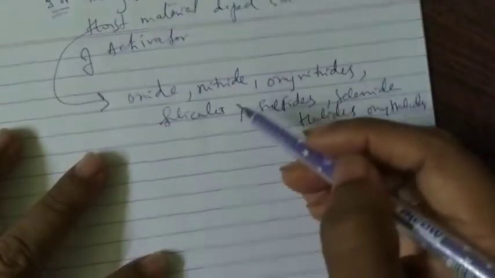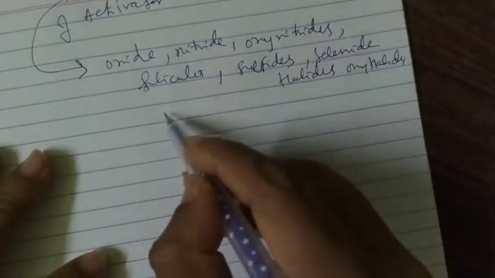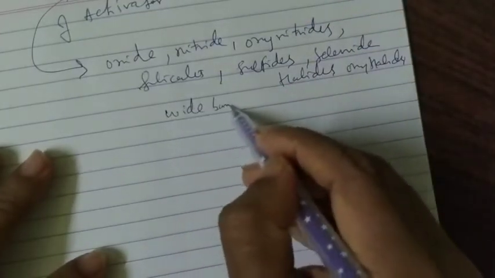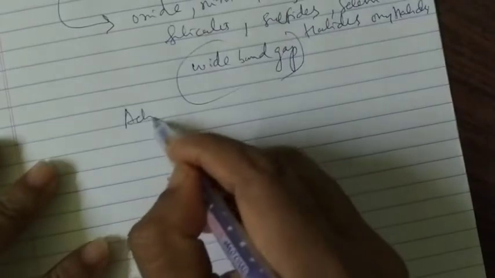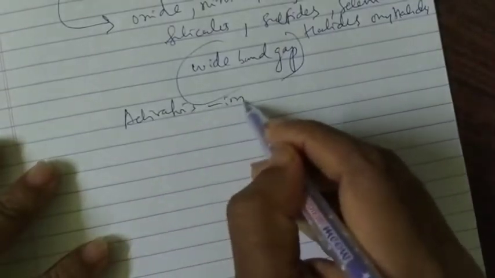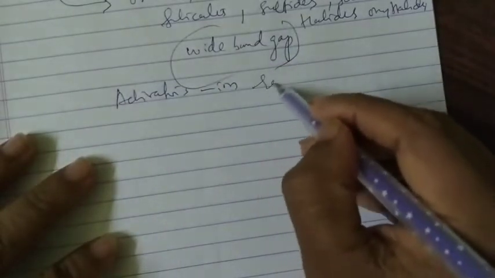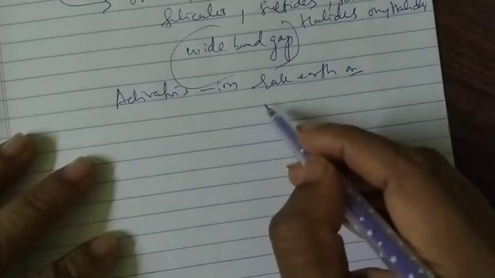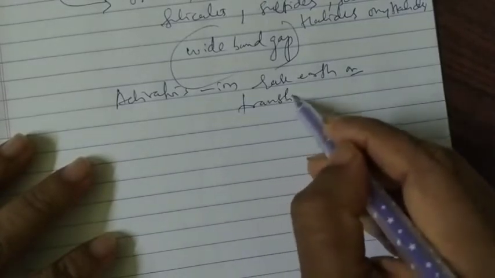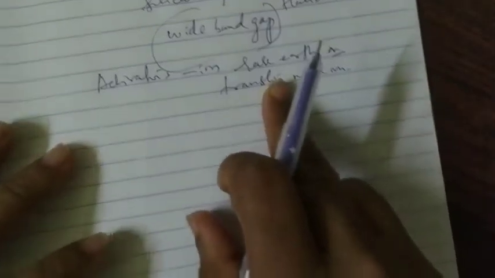They all act as host materials, and they are usually wide band gap materials. So this is the host. And activators can be ions. You can choose ions as activators from the rare earth elements or transition metal ions. So anything you can choose here works as an activator.